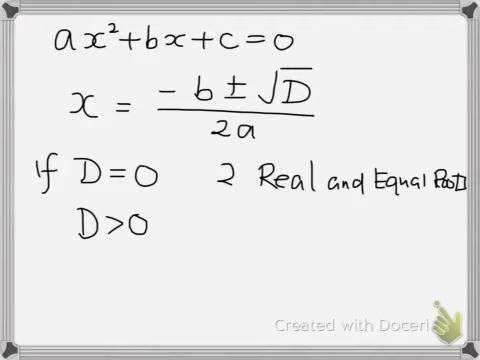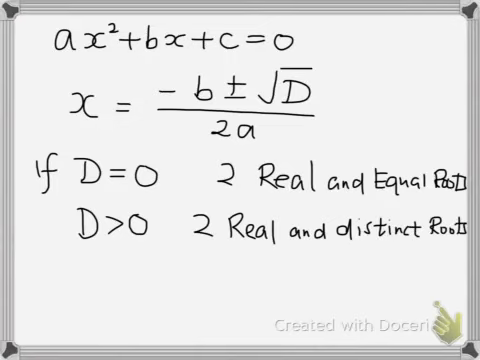So meaning what we're saying now is that if D is greater than 0, then you get two real roots, and they are distinct. So the word that we use is distinct. So distinct means different, yeah? So that's the word that we use, distinct. So what we're saying is that these two roots are definitely different. There's no way that they will be the same.